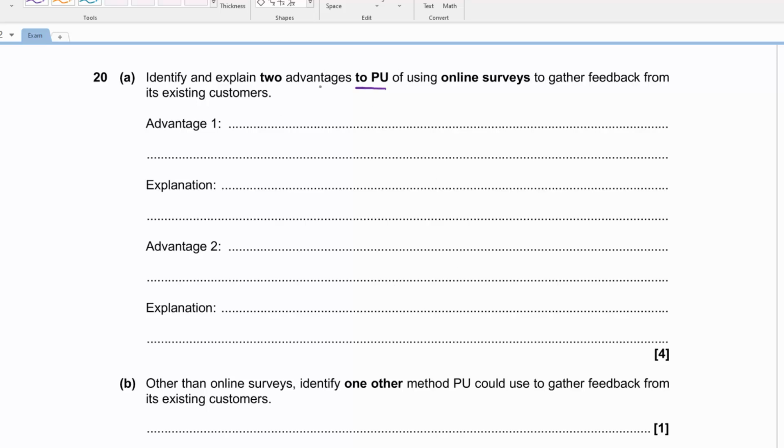Well, why is having an online survey good for PU? Well, maybe thinking about paper. You could print out the survey and give it to customers. You pay for postage, you pay for the printing costs. Otherwise, you can just email the survey, which is free or is cheaper. So the cost advantage, right? So we can say the advantage, it is cheaper.